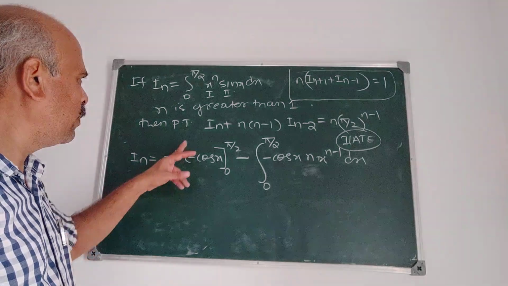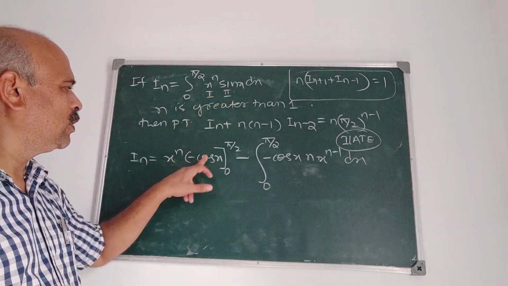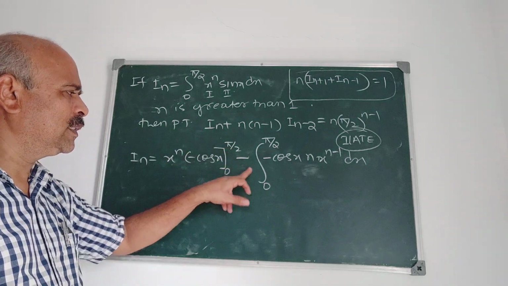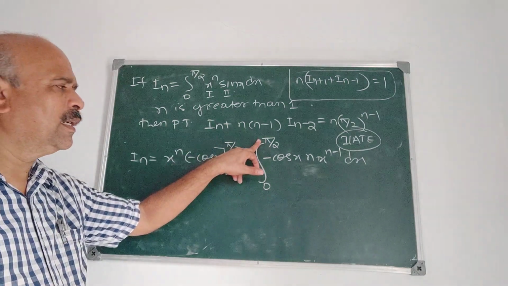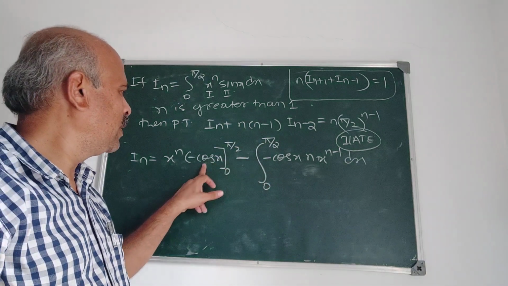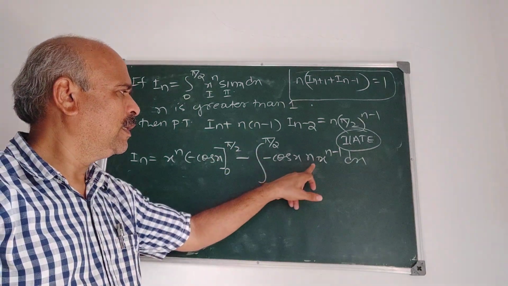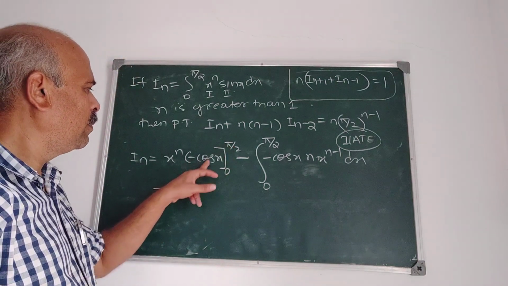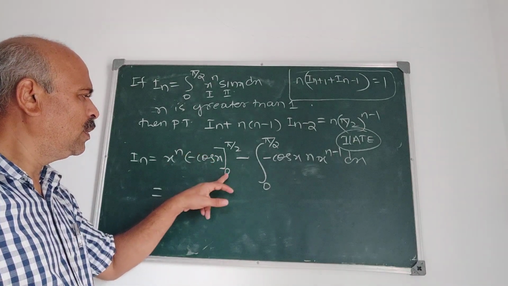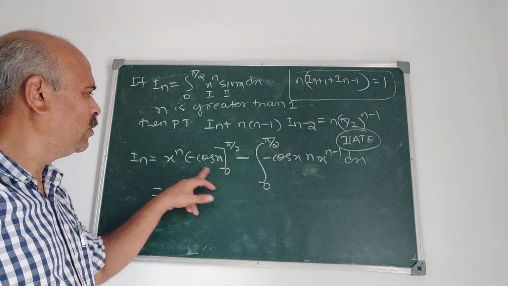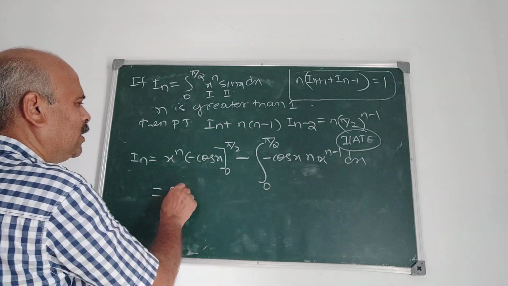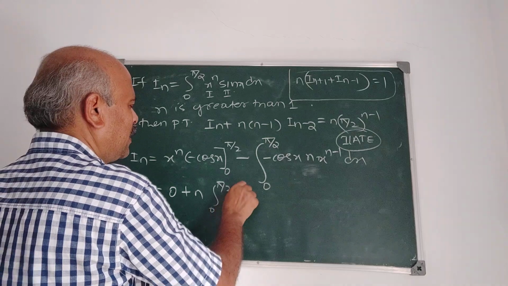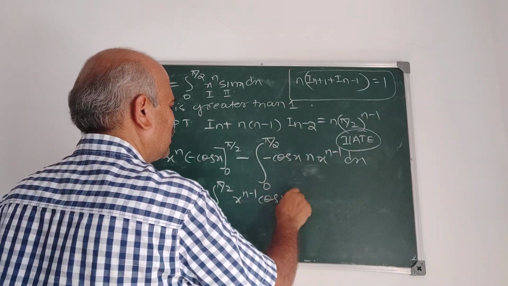I think you followed this. How to apply by parts? First function, what is integration of sin x? I have written directly here, minus cos x, limit from 0 to pi by 2, minus, definite integral it is, integration of second, differentiation of first. Now if you take pi by 2, because cos pi by 2 is 0, it is 0, minus the value when x is 0, because of this it is 0. Totally it is 0 plus n times the integral 0 to pi by 2 x raised to n minus 1 cos x dx.